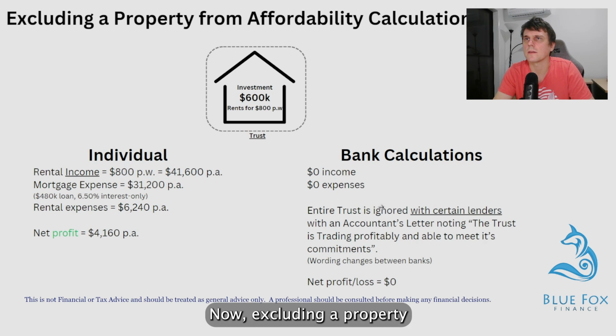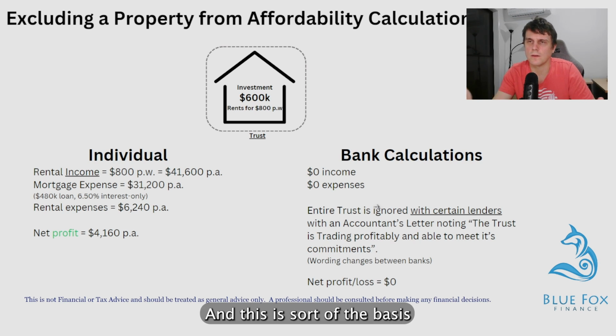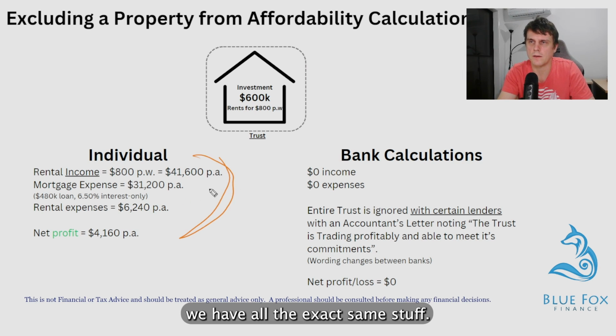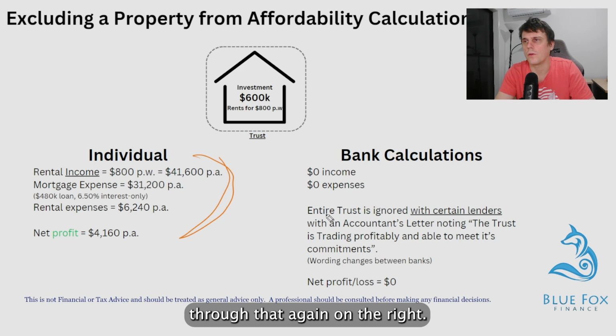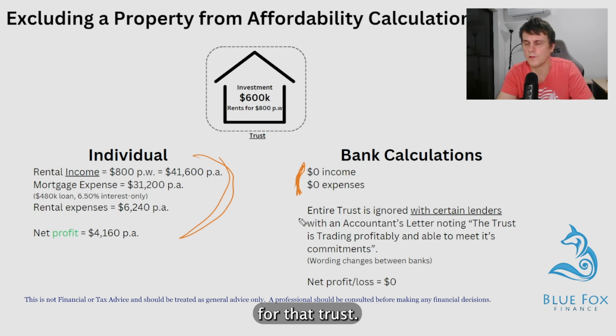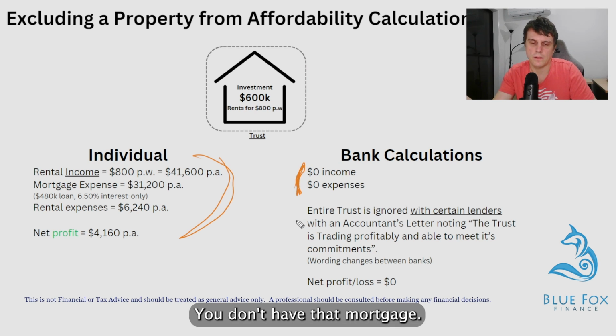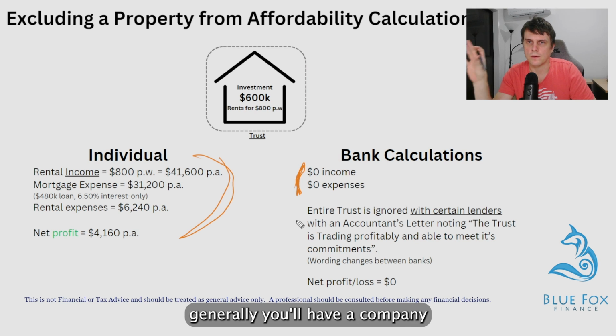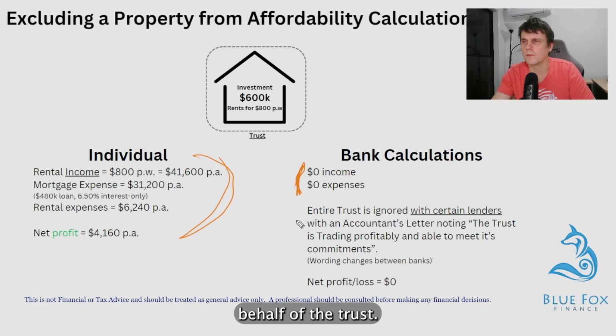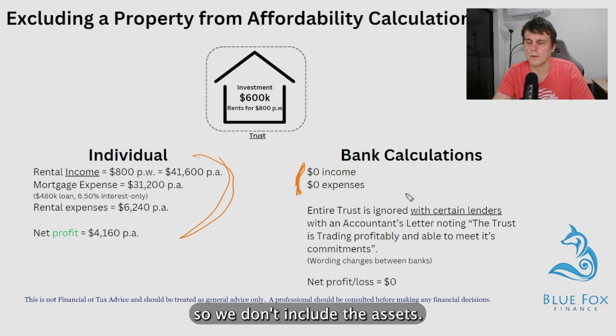All right, now excluding a property from affordability calculations. So this is super important for a trust, and this is sort of the basis of a lot of this stuff. So on the left here, we have all the exact same stuff. Don't need to go through that again. On the right, we're actually going to put into the calculator 0 income and 0 expenses for that trust. Now we can do that because the trust is its own entity. You don't have that mortgage. Generally, you'll have a company have the mortgage on behalf of the trust. So we don't include the assets, we don't include the liabilities.